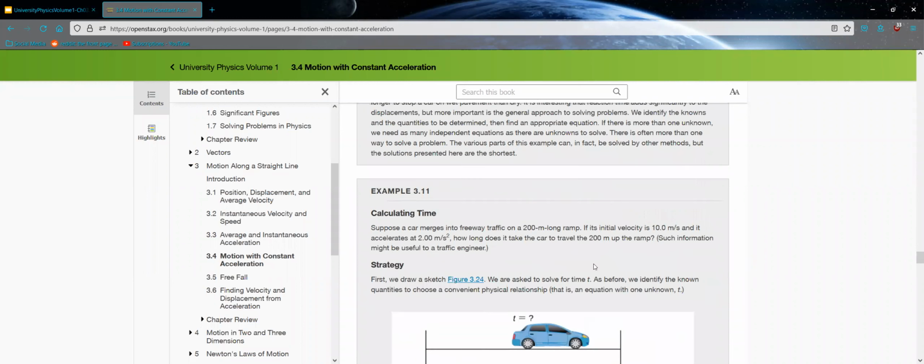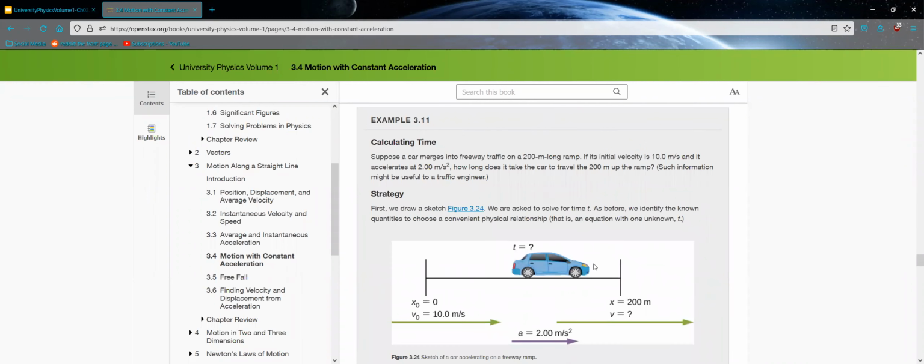There's the one I'm skipping because I want to do 311. Suppose a car merges into freeway traffic on a 200-meter long ramp. So starts the ramp, x equals 0, x naught equals 0, ends the ramp, xf equals 200 meters. If its initial velocity is 10 meters per second, so it does not start with a velocity of 0, v naught is 10, and accelerates at 2 meters per second squared. So I'm given from that information, I'm assuming the average acceleration, not a variable acceleration. How long does it take the car to travel the 200 meters up the ramp? So how long does it take to get there, given where you start and where you end?